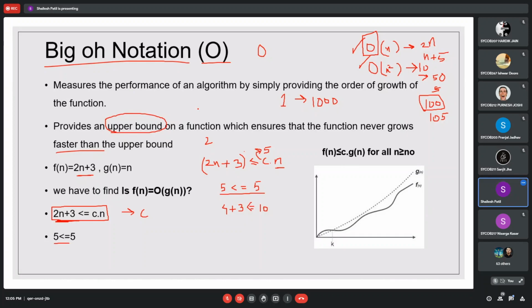Any doubt in this? No, sir. So how do we represent it? If we see, this is the function f of n, and g of n is always greater. This g of n, the right-hand side, is always greater. It is represented like this: the dotted line represents your big O, which is always above your normal function. We have to find this relation, which is called big O.